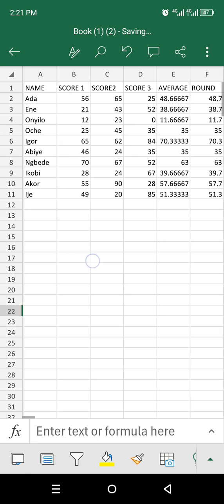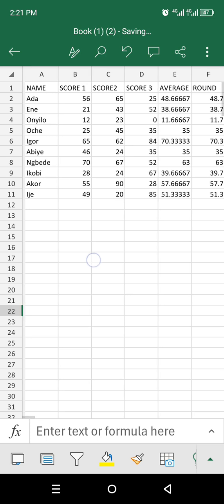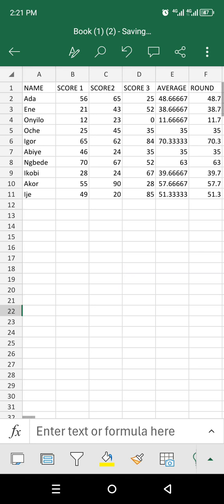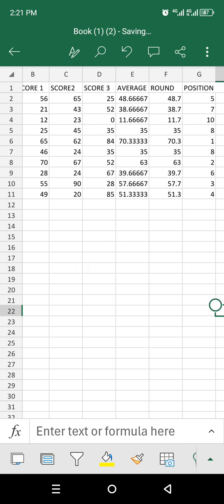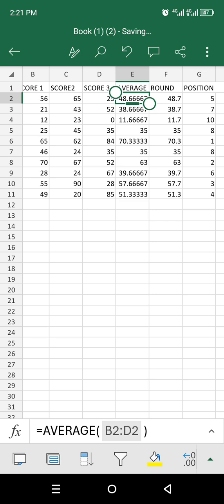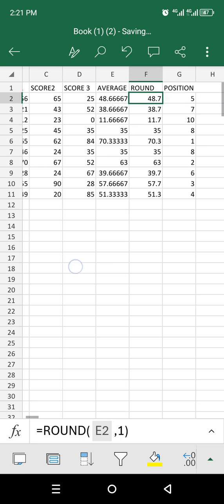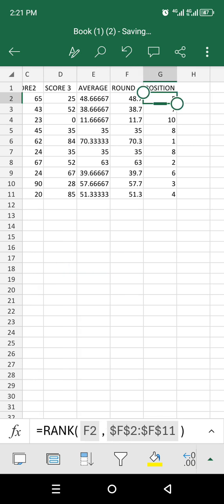Today we are going to take a step deeper in our calculation, in our work. We are going to work on statistics at this time. Now look at our score here. The last time we learned how to find the average here using the formula. We round to the nearest one decimal place. We also find the position, how to find position here.